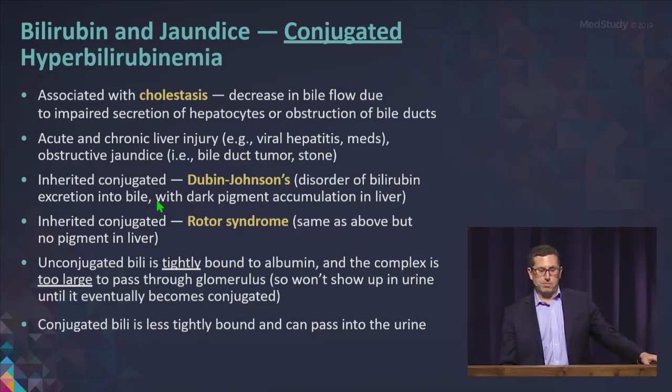There are inherited forms of this. So there's something called Dubin-Johnson's, and the key to this is that you'll get a dark pigmentation accumulating in the liver. And then there's something called Rotor syndrome, which is the same as above, but there's no pigment in the liver.